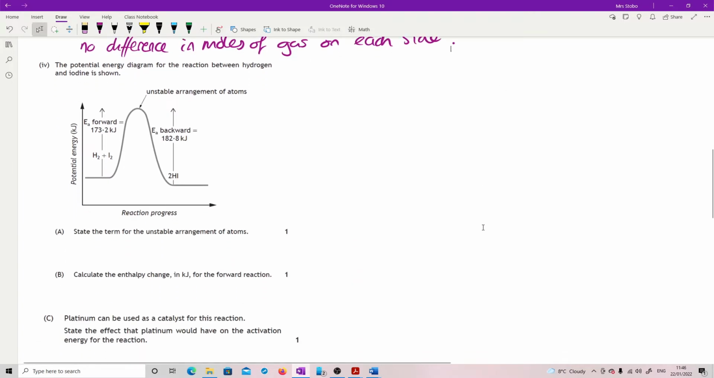Potential energy diagram for the reaction between hydrogen and iodine is shown. State the term for the unstable arrangement of atoms. This is the one that's shown up here. Just know that straight up: that's the activated complex.